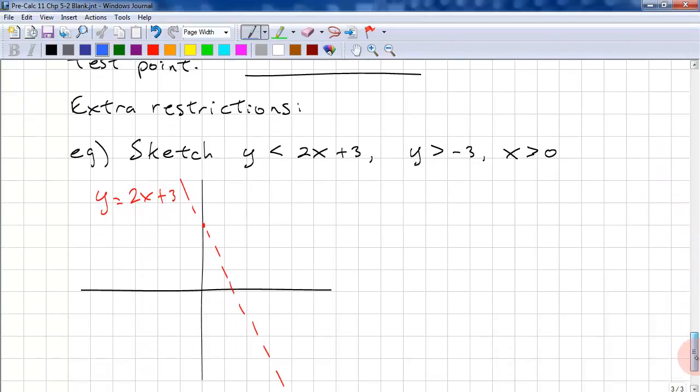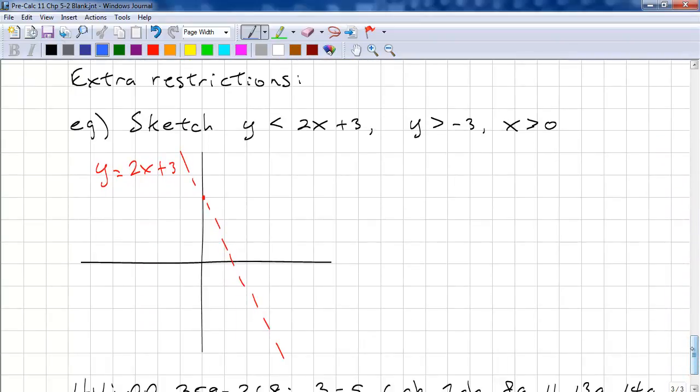And we're going to do one last thing. We're going to sketch with extra restrictions. This is negative. So sketch this. Negative 2x plus 3. Y is greater than negative 3. So negative 3 is here. And x is greater than 0. So we also have this one. So less than this one. We have greater than this one. And we have greater than 0. And they all intersect there. You need to do the intersection of all the restrictions. And that completes this lesson.